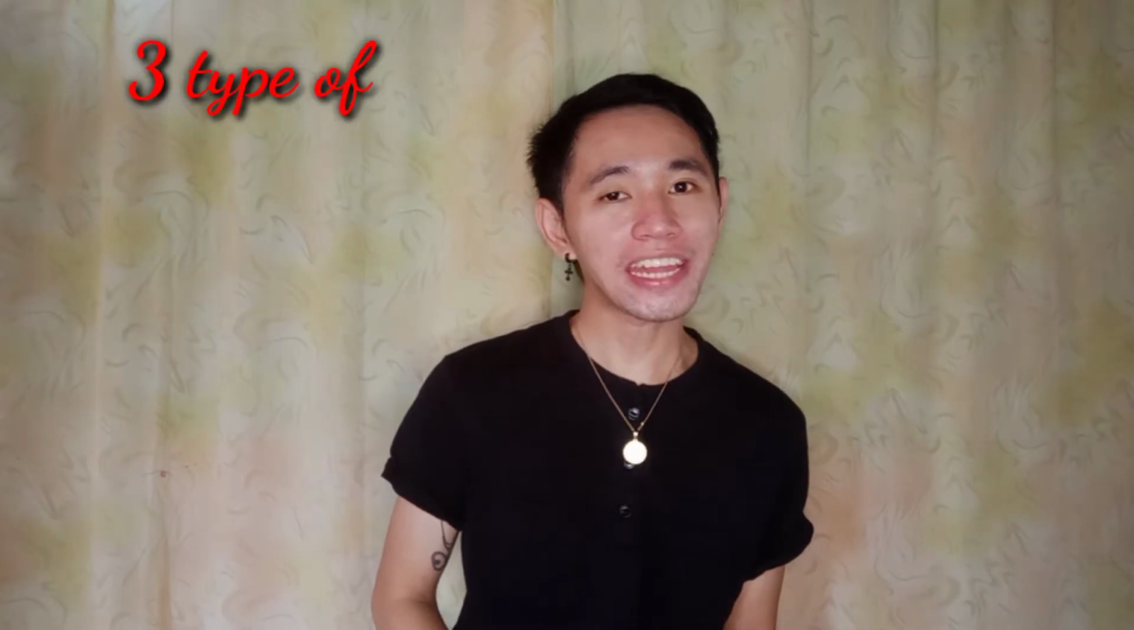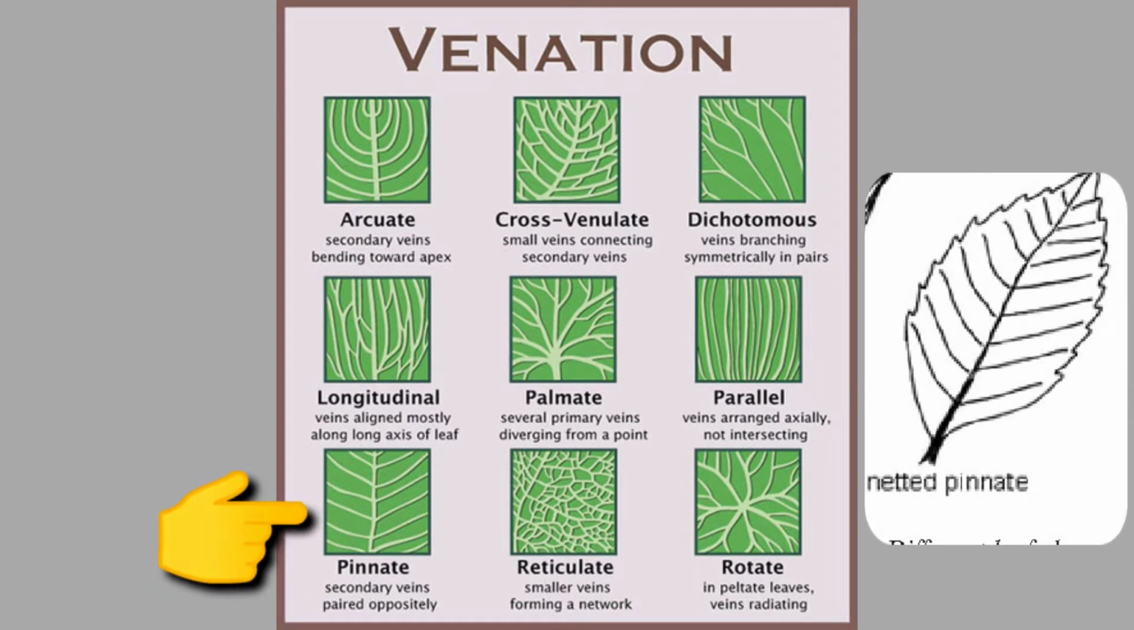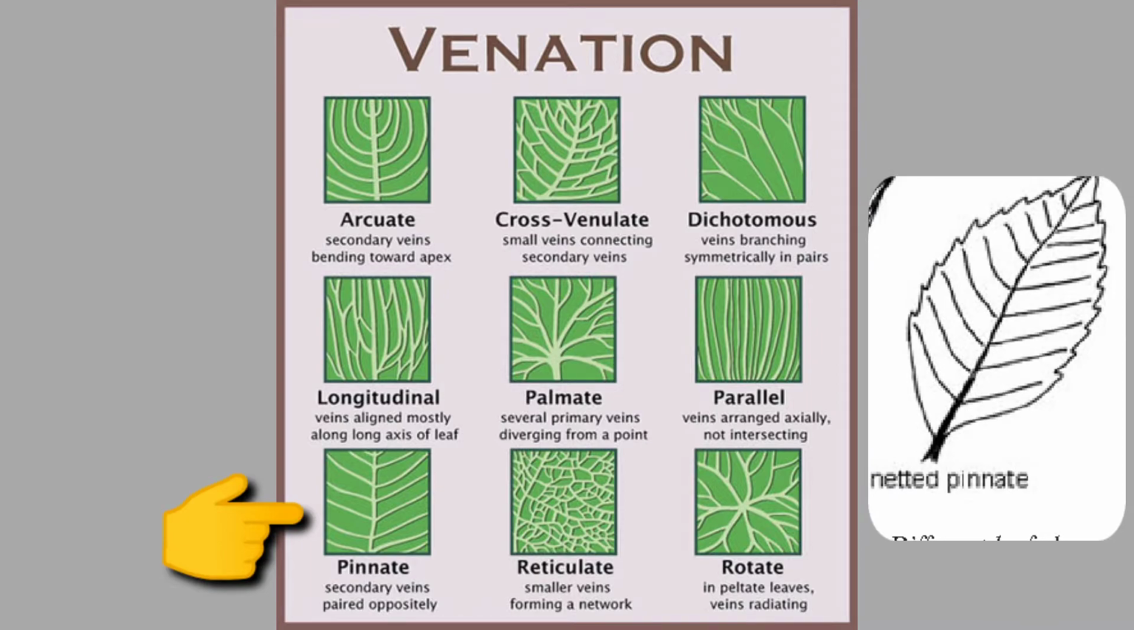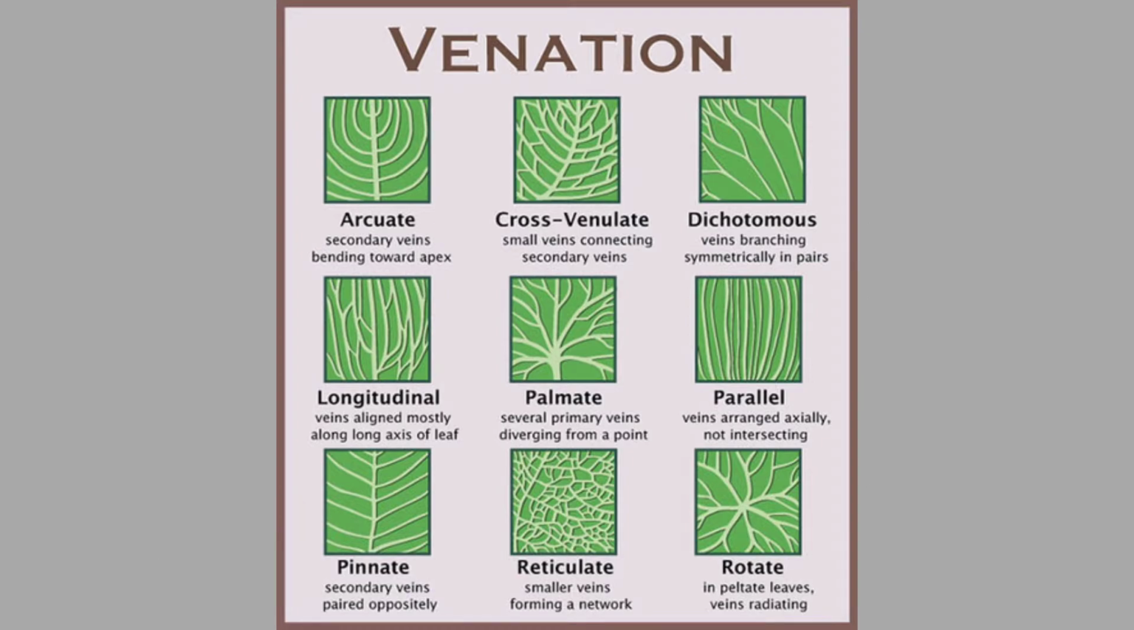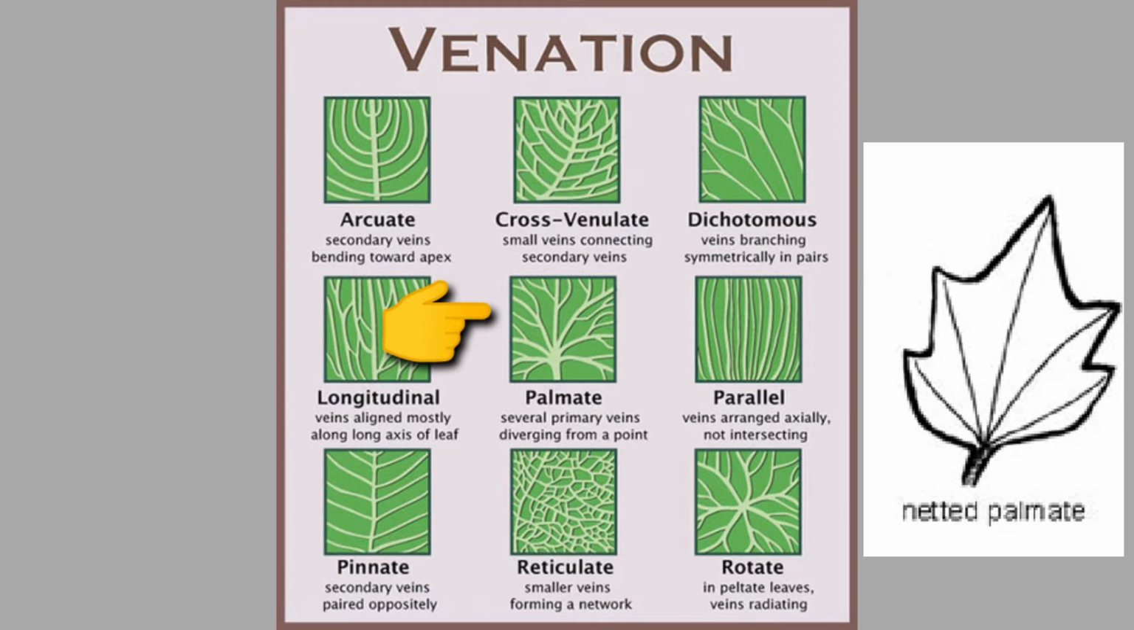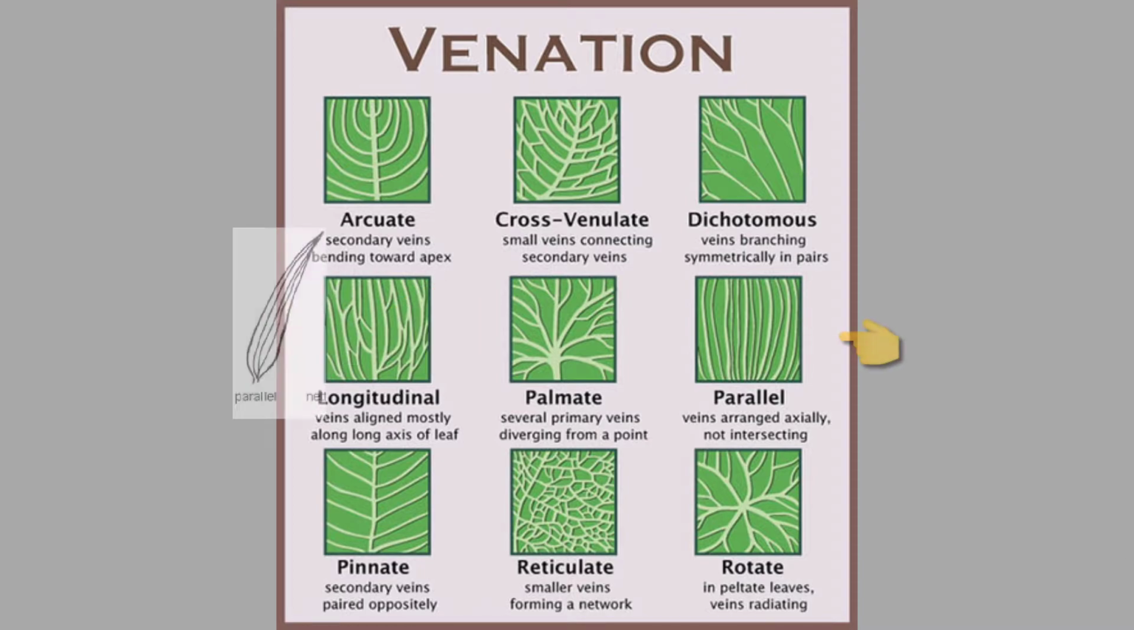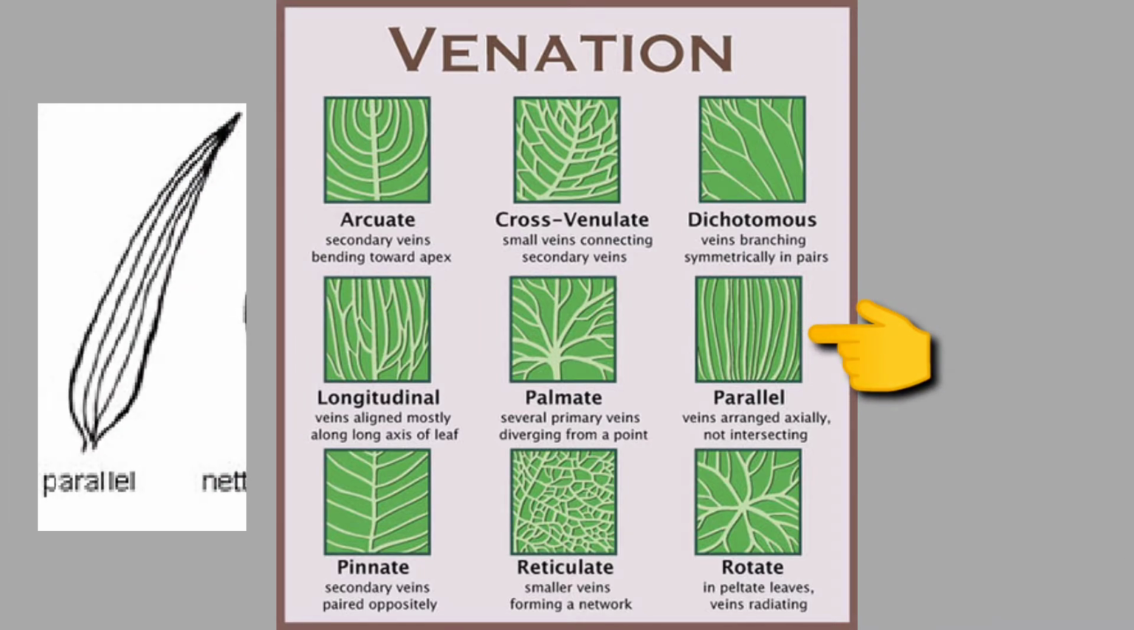There are also 3 types of leaf venation. First is the pinnate, second is the palmate, and the third is the parallel. Pinnately veined leaves have a main vein, the mid-vein, within a mid-rib. Secondary veins branch from the mid-vein. On the other hand, palmately veined leaves have several primary veins that fan out from the base of the blade. Lastly, parallel venation has veins running parallel with the mid-vein.